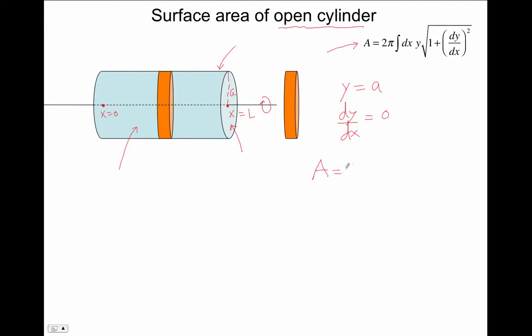And hence the area of the cylinder is 2 pi integral dx going from x equal to 0 to x equal to L. Y is simply A. And what's in the square root is 1 plus 0. So that's just 1. Let's now integrate this out. And so there's only the integral of 1 from 0 to L, that's L itself. And that is the surface area of this open cylinder.